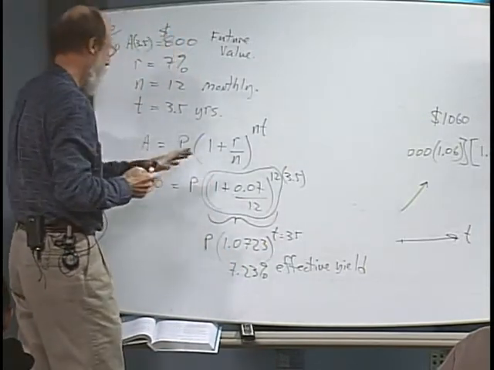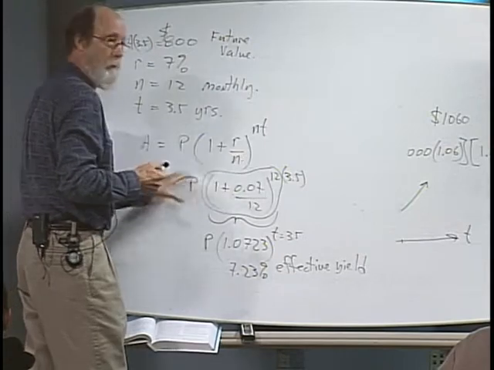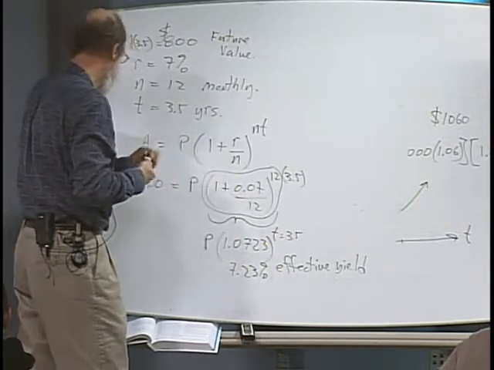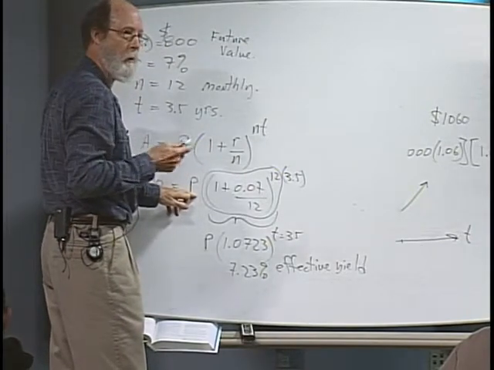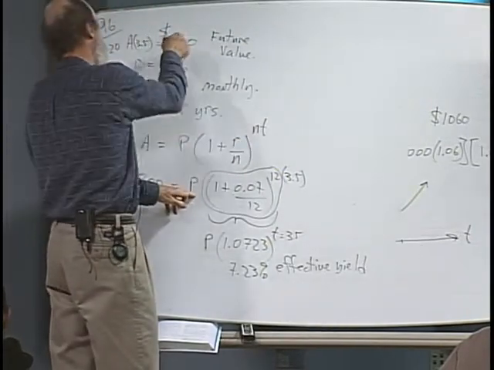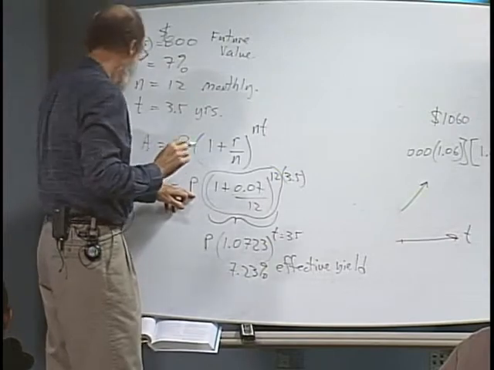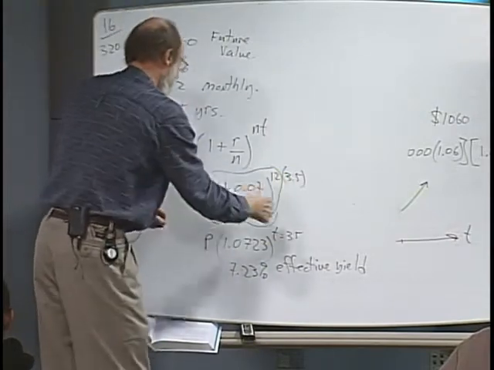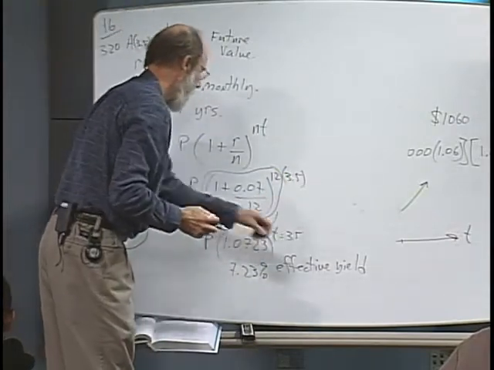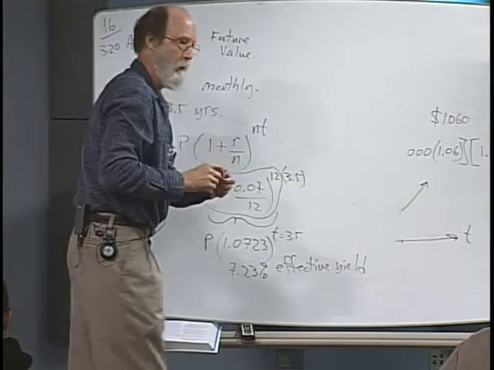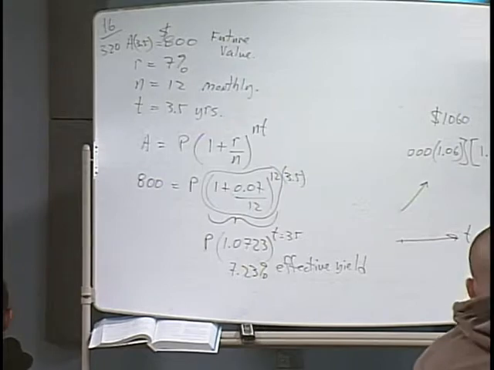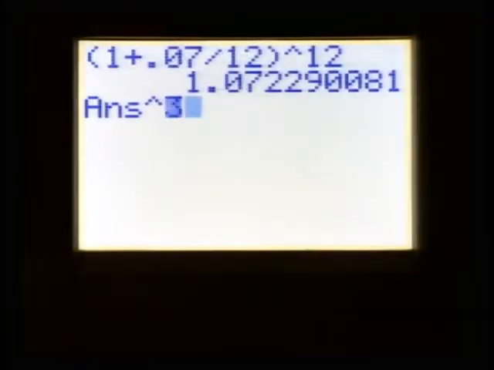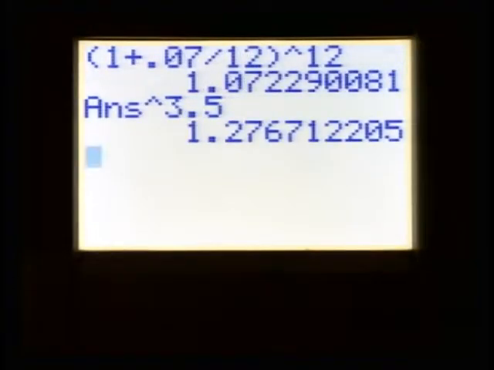Okay, let's keep going with this problem because we want to make sure we understand it pretty clearly. So we're looking for the present value, aren't we? How much would we need to invest right now? So we ended up with $800 in the future. So we have some number here, and I have to take this number then and raise it to the 3.5 power. So let me go back quickly to the calculator. 1.2767535. There it is. Okay, thank you.